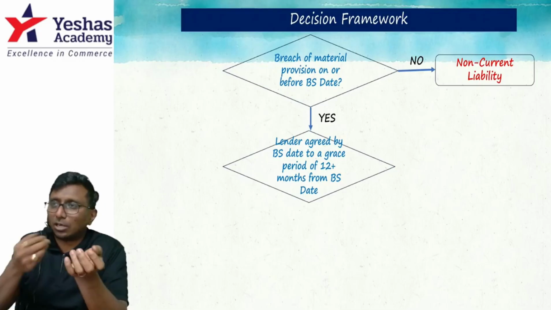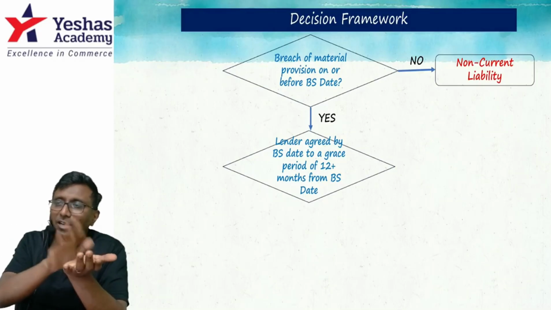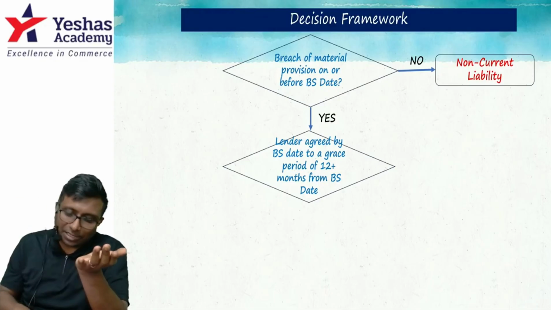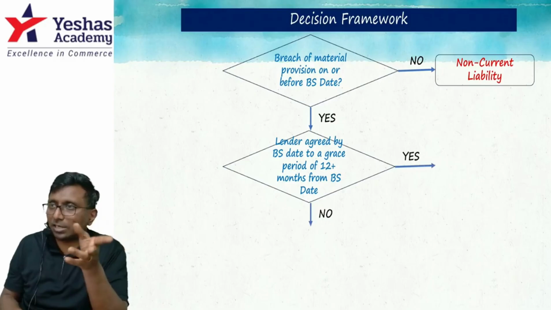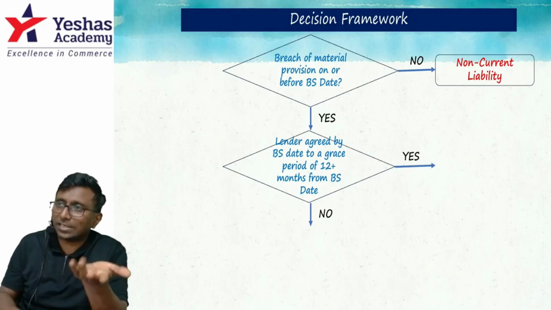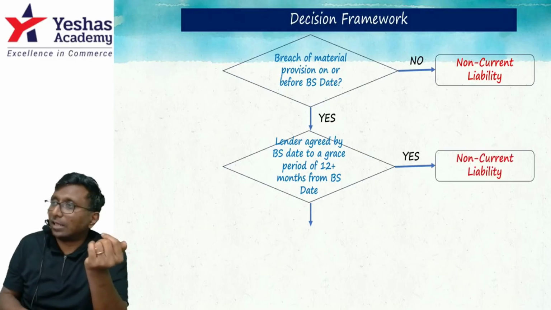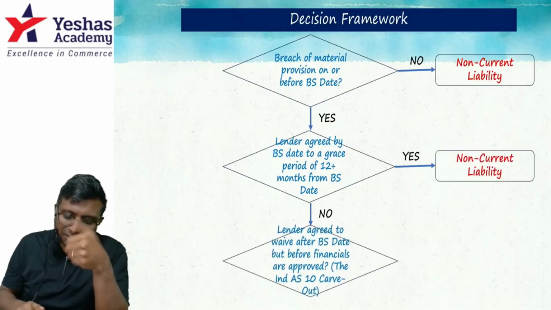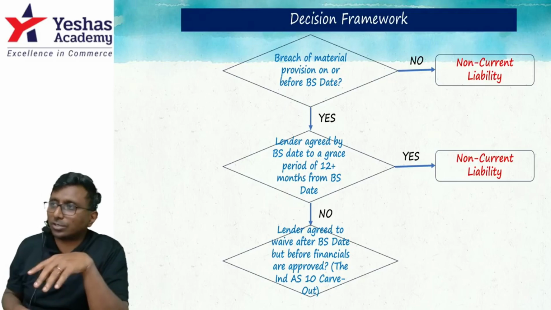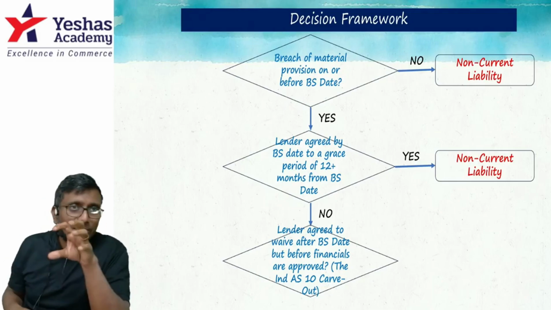He agreed to forgo, and said, I will not ask you for money in the next 12 months. That answer can be yes or no. If you say yes, it is going to be a non-current liability. If it is no, I will ask one more question, then we'll conclude this. What is the next condition?